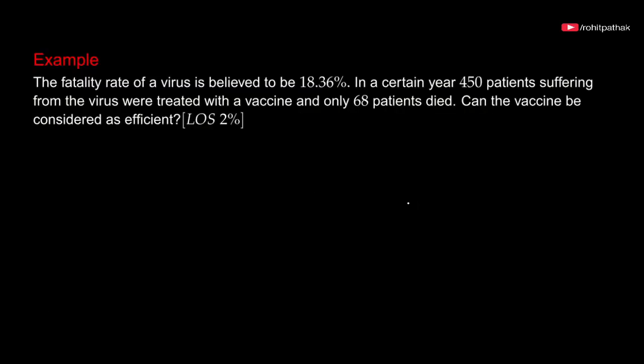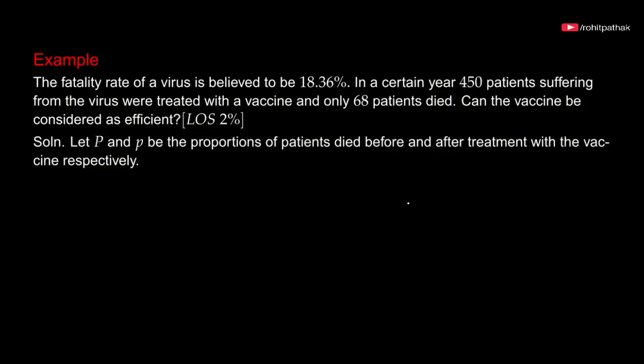Take another example. The fatality rate of a virus is believed to be 18.36%. In a certain year, 450 patients suffering from the virus were treated with a vaccine and only 68 patients died. Can the vaccine be considered as efficient? Take the level of significance as 2%. So the vaccine will be effective when this fatality rate is decreased after treating with the vaccine.